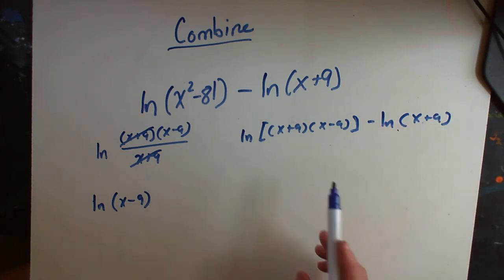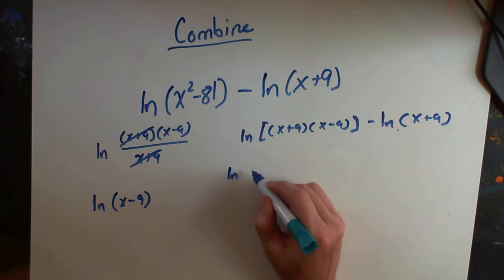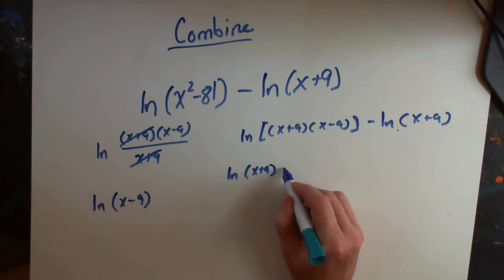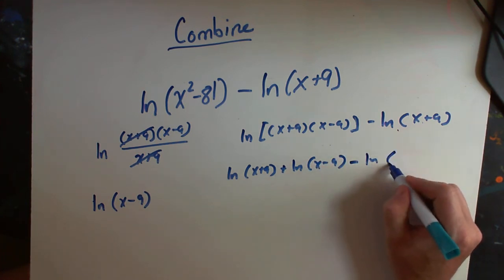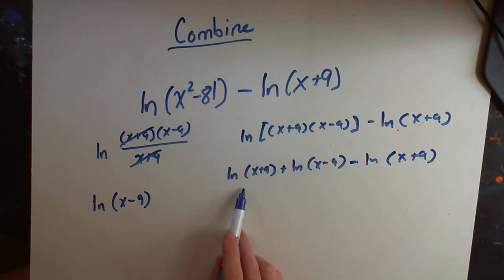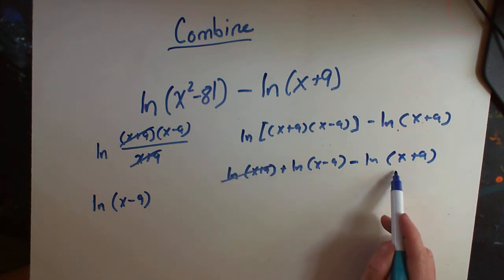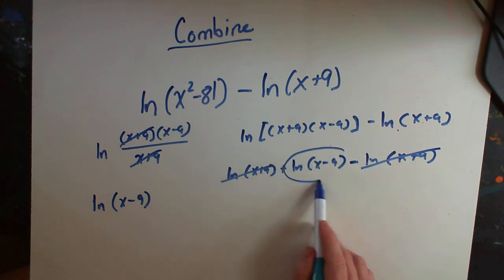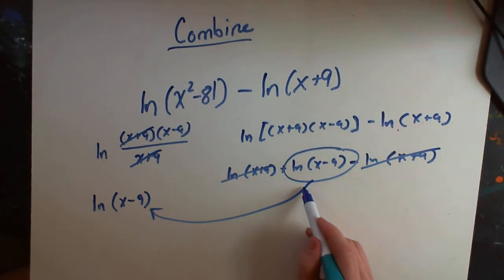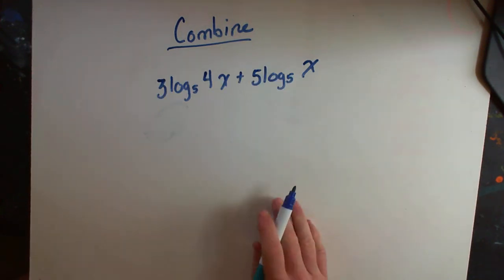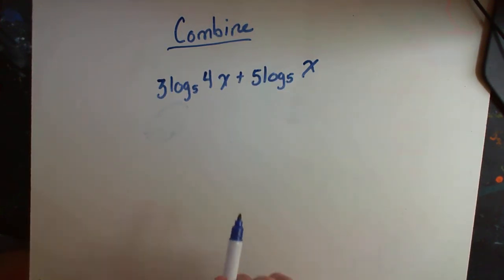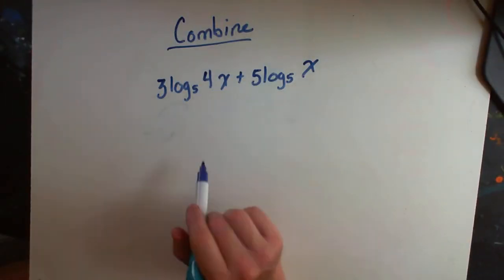Now, since these two things are multiplied together, that would give us the natural log of x plus 9 plus the natural log of x minus 9 minus the natural log of x plus 9. We have a positive natural log of x plus 9 and a negative natural log of x plus 9, which leaves us with the natural log of x minus 9. Again, combining, moving things around, trying to contract it and get it so that it is a single logarithm.